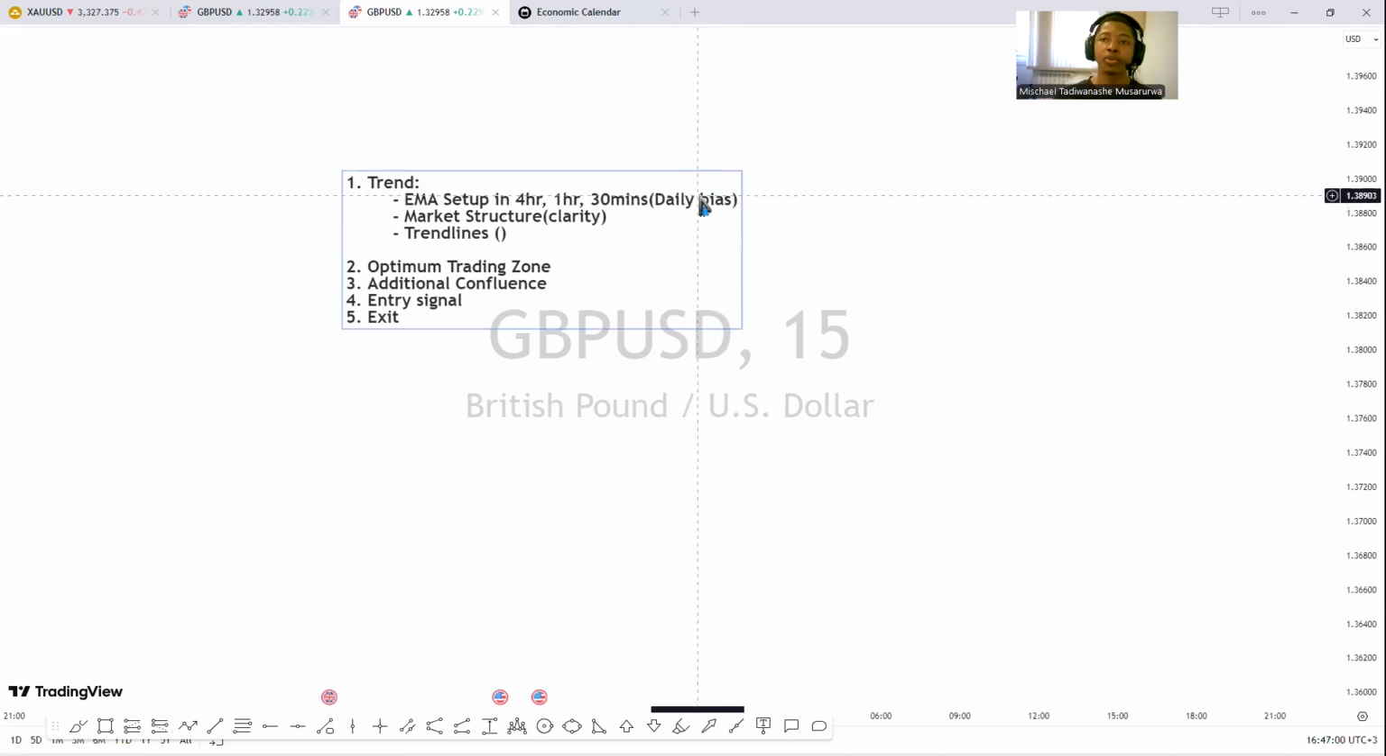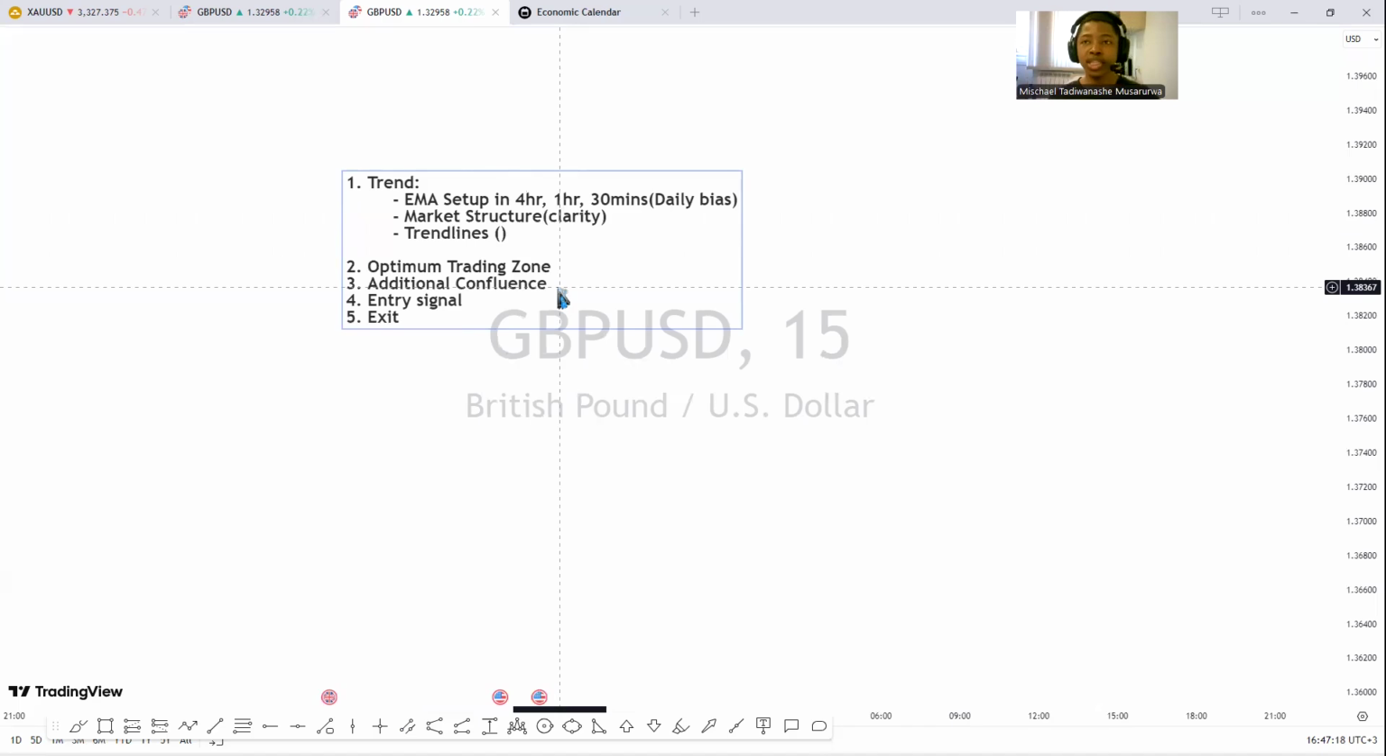On this pair, I'm going to be taking buys. If I'm now taking sells, I'm now going against what? The trading plan. I'm no more following the strategy. So market structure, we draw it. Trend lines, we draw them on our own. Optimum trading zones, we draw everything. Additional confluence, we see them on the chart, right? Entry signal, we see it on the chart. There is no indicator. It's not an indicator strategy, right? Except for the EMAs.